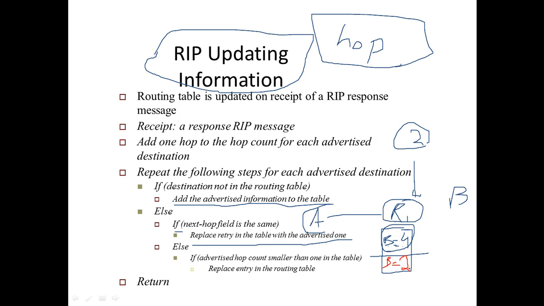Let's say the second case: R1 has the information regarding B, and it has mentioned information about 4 hops. But now, due to the process of updating, R1 knows that B is now at 2 hops, so it will delete this entry, and instead of 4 it will add 2 to the entry.